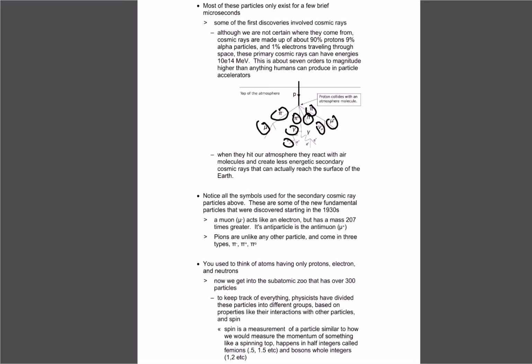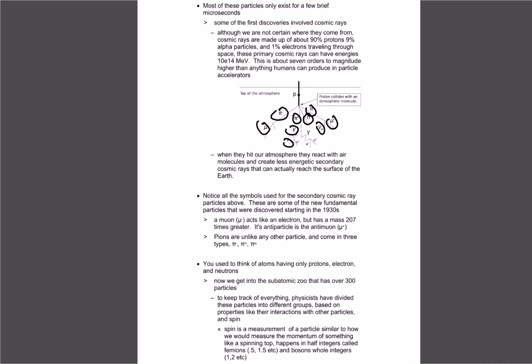So a muon in the picture above, they find out it acts like an electron, but it's way more massive. So you end up getting a way larger mass, about 200 times bigger than an electron. And then you also get an anti-muon, which is just positive. Pions are the same sort of thing, but what's weird about pions is you actually get 3 different types. You get a negative, positive, and a neutral, which is kind of weird, and we'll look at those later on.